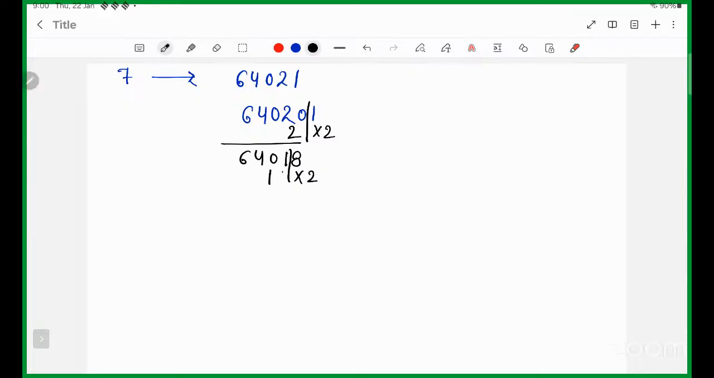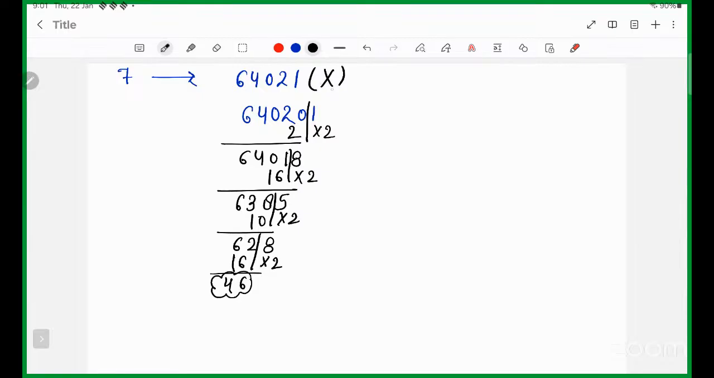It will be 16 here. If I subtract, 638 and 5 multiplied by 2 is 10, 628 and 8 multiplied by 2 is 16, 46. Okay, 46 is not divisible by 7. So this number will not be divisible by 7.